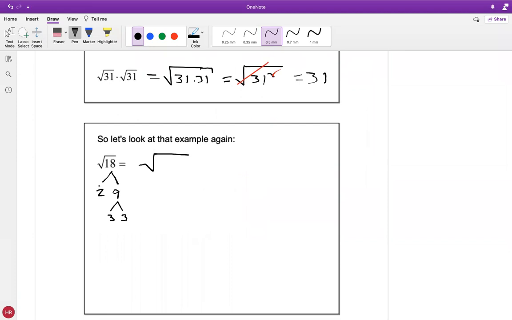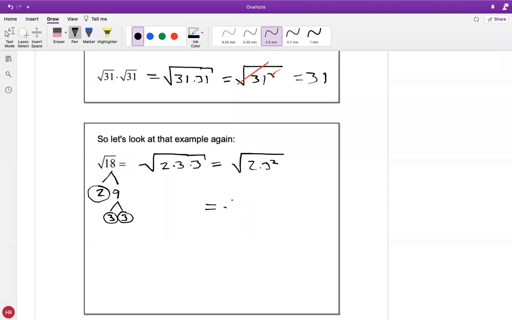And now this number has no more factors, so we stop there. Sometimes people put a circle around it. You put a circle around these two as well. And so that's 2 times 3 times 3, which is the same thing as 2 times 3 squared. And that's good, because I know that somehow I can cross off the radical and the 2, but like the product rule says I can do it like this.